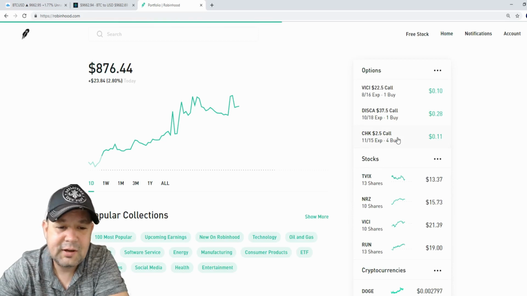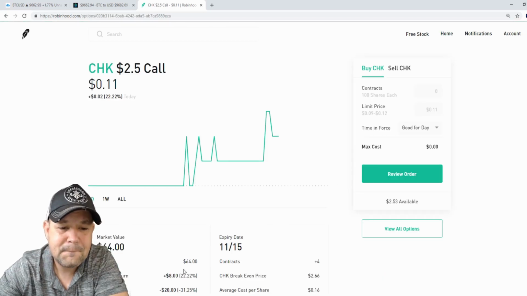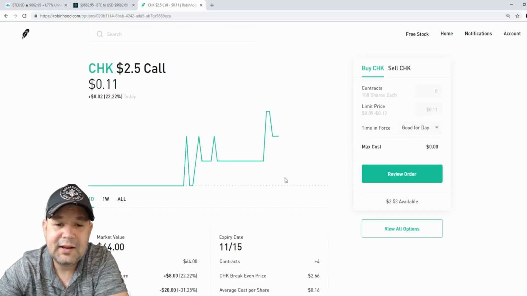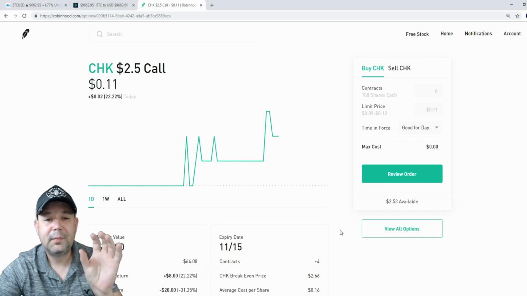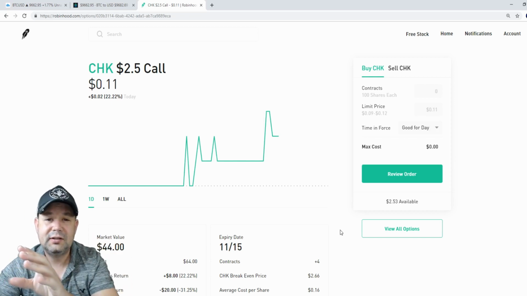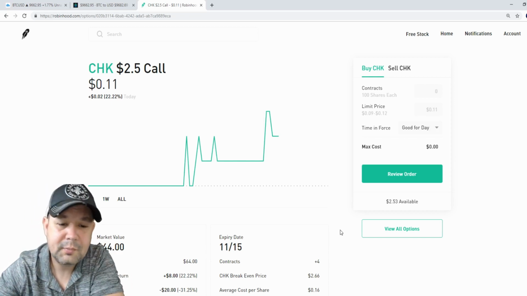And the last option we're in, CHK, down $20, but it is moving. They're expecting, from what the analysts are saying and everybody's projecting, a big move in the energy sector. So this one doesn't expire until November, so got plenty of time.